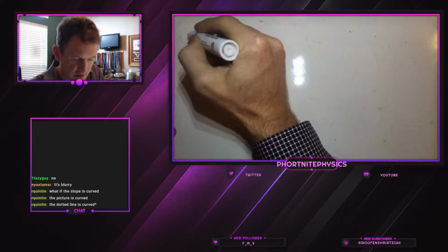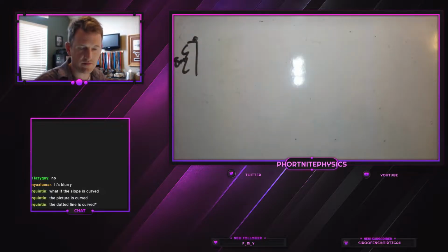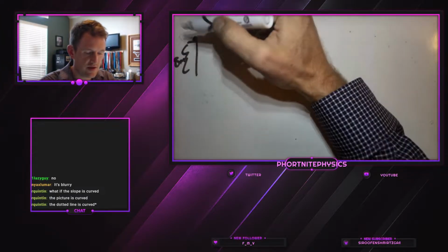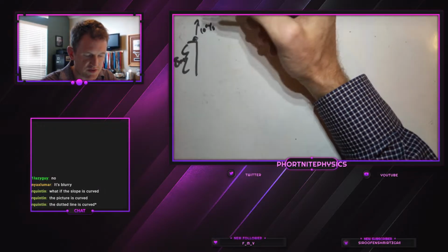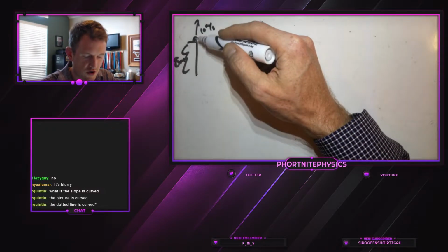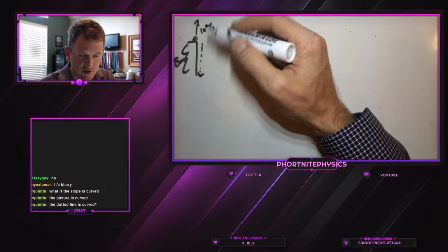A ball on the top of a, let's say, 8 meter ledge. It's going to be thrown straight up at 10 meters per second and allowed to fall all the way back down to the ground. Straight down, straight up, straight down.